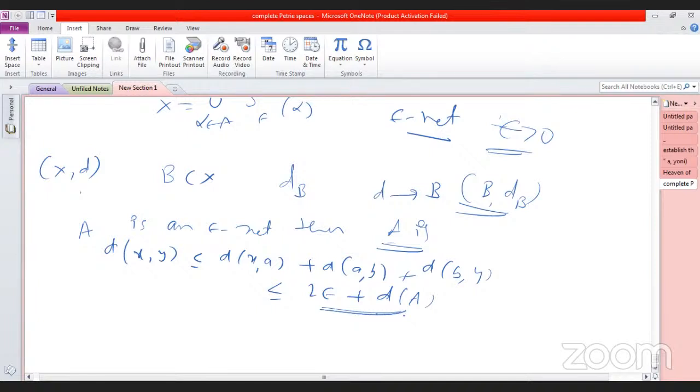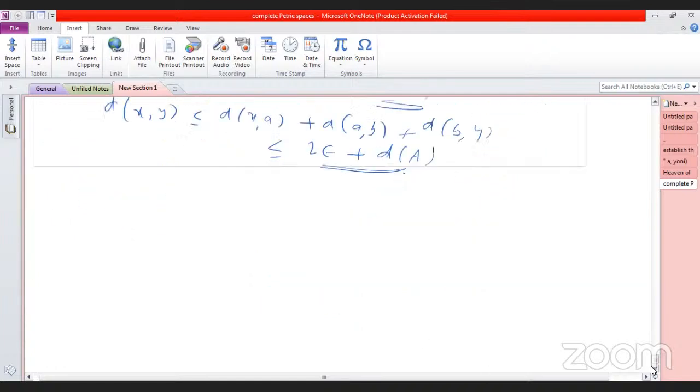Now I am going to one example, very important. I am going to one example.